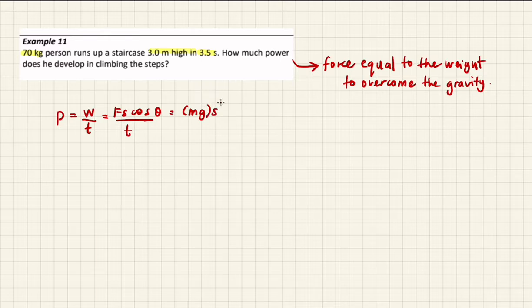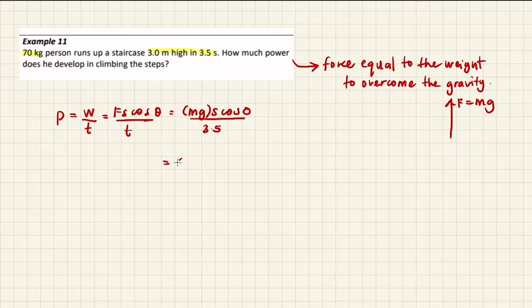And s is the displacement or how high he travels, and cos theta. So right now he's going up the staircase, and the force given to go up the staircase kena equal dengan mg, baru dia boleh bergerak naik atas staircase tu. Maksudnya dia kena bawa badan dia naik. So the theta is going to be 0. Force dia ke atas, displacement dia pun ke atas juga. So equals mg s cos 0 bahagi dengan the time, which is 3.5 seconds.